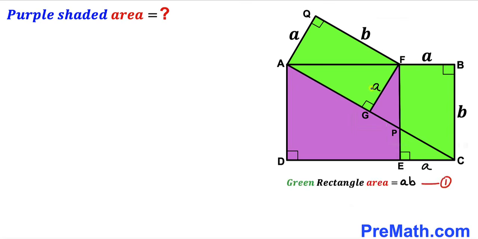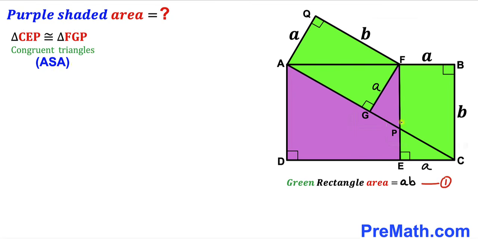And here's our next step. Let's focus on these 2 right triangles, this right triangle CEP and this other right triangle FGP. And now we can see that the right triangle CEP and the other triangle FGP are congruent triangles according to the angle side angle congruency theorem.